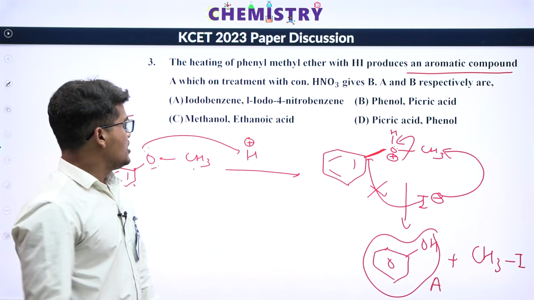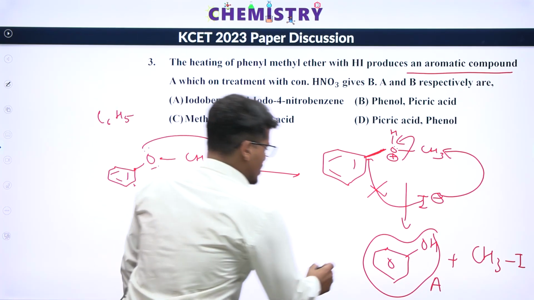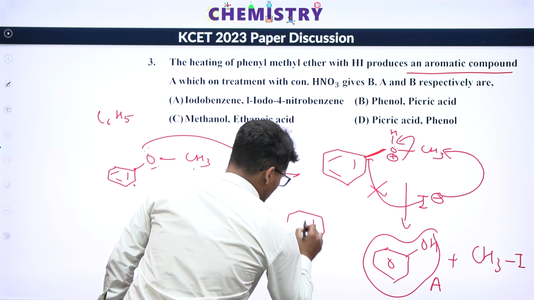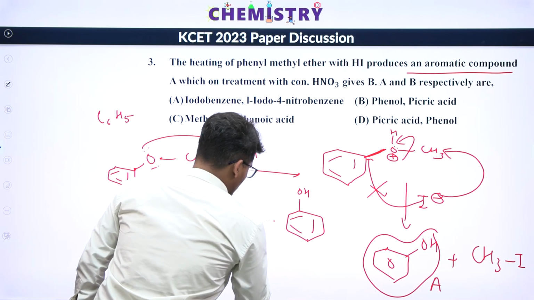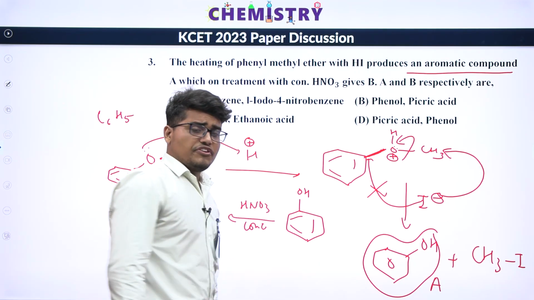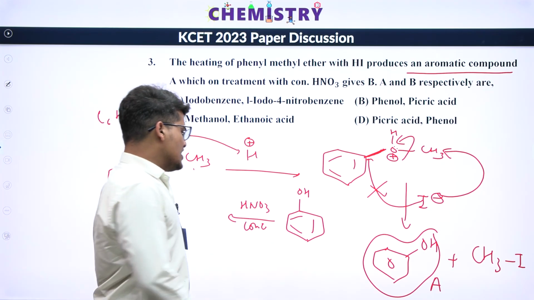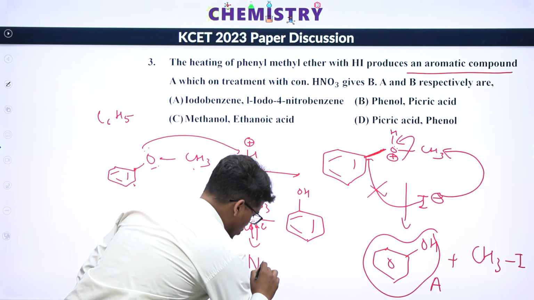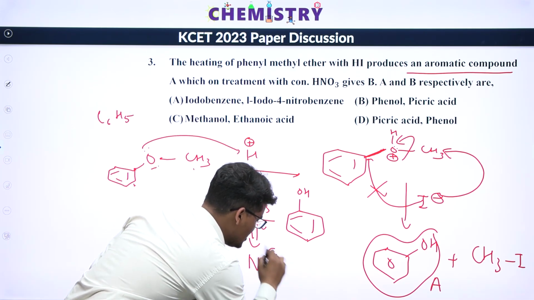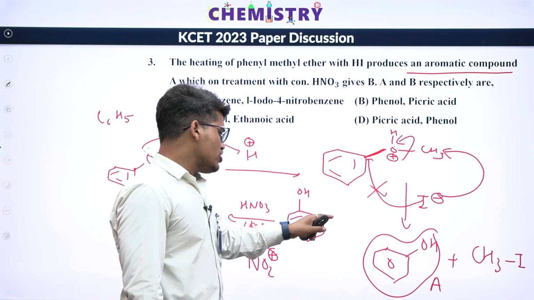Now what they are saying: A, on treatment with concentrated HNO3. So A is basically phenol. When phenol reacts with HNO3, concentrated as given, we know phenol is a strongly activating group. So the electrophile generated from this HNO3 will be, we know this is EAS, electrophilic aromatic substitution, known as nitration. The NO2 plus electrophile generated in this reaction will attach at either the ortho or para position.